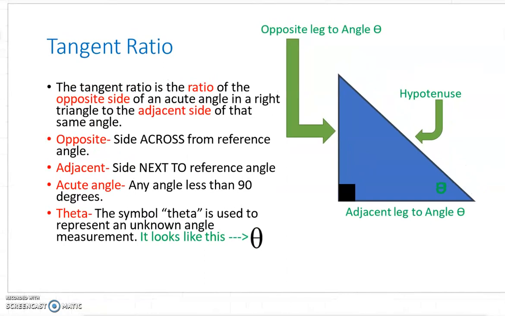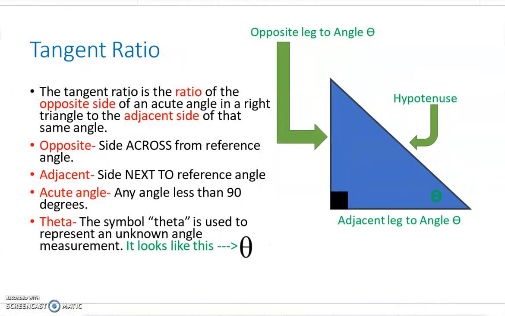So let's go over some important vocabulary. As usual, make sure all of this information is in your notes. The tangent ratio is the ratio of the opposite side of an acute angle in a right triangle to the adjacent side of that same angle. Notice down here we have angle theta that we've talked about. Here's our angle that we're referencing.